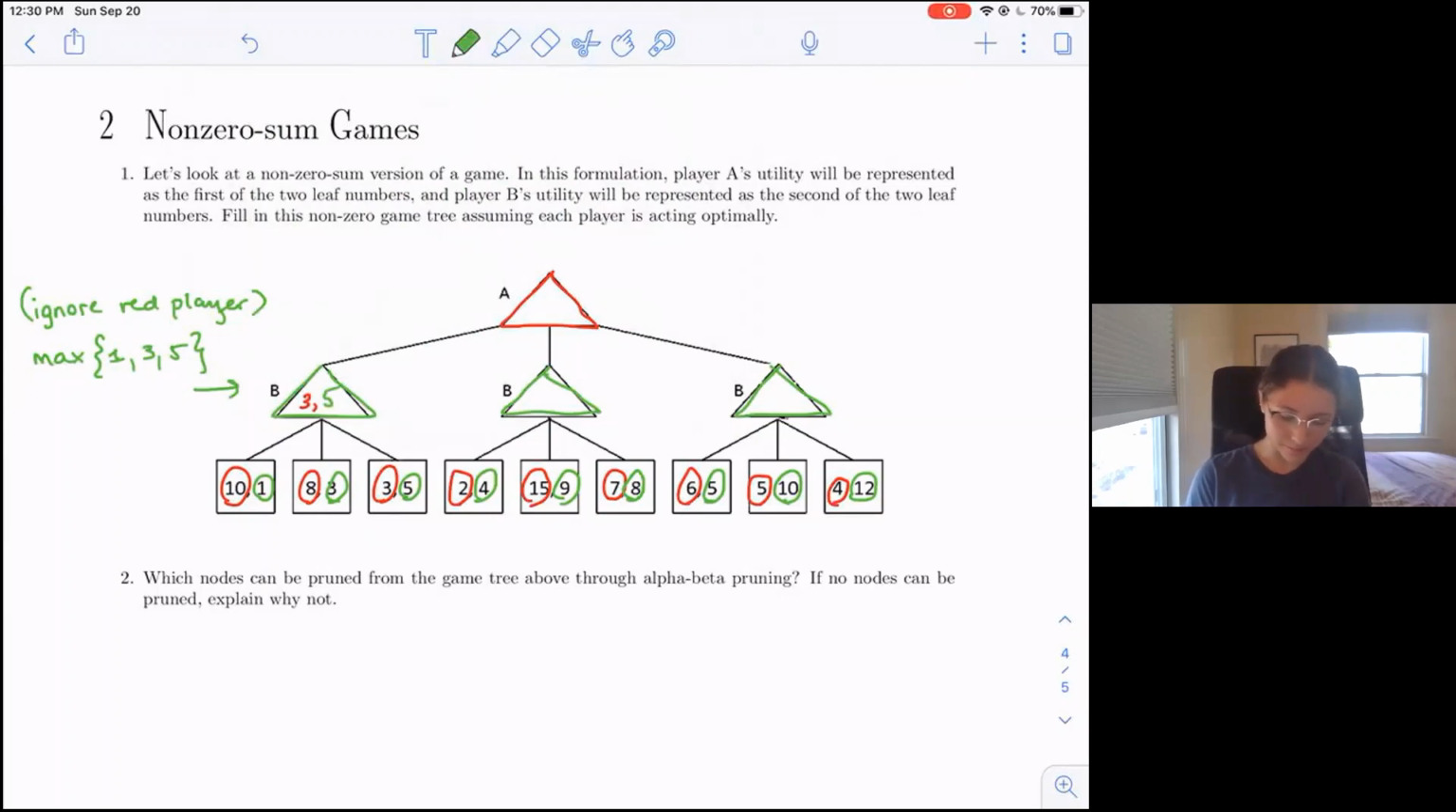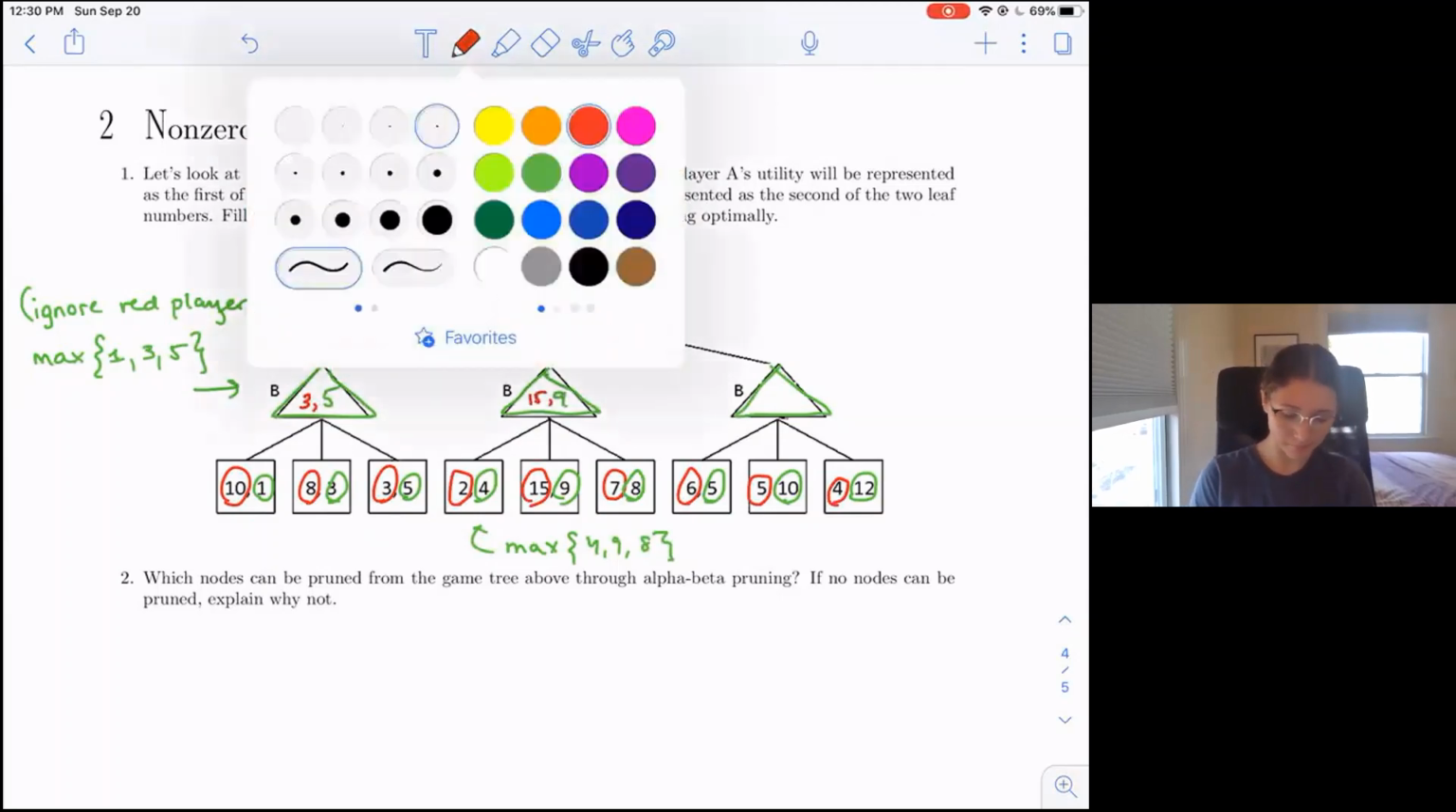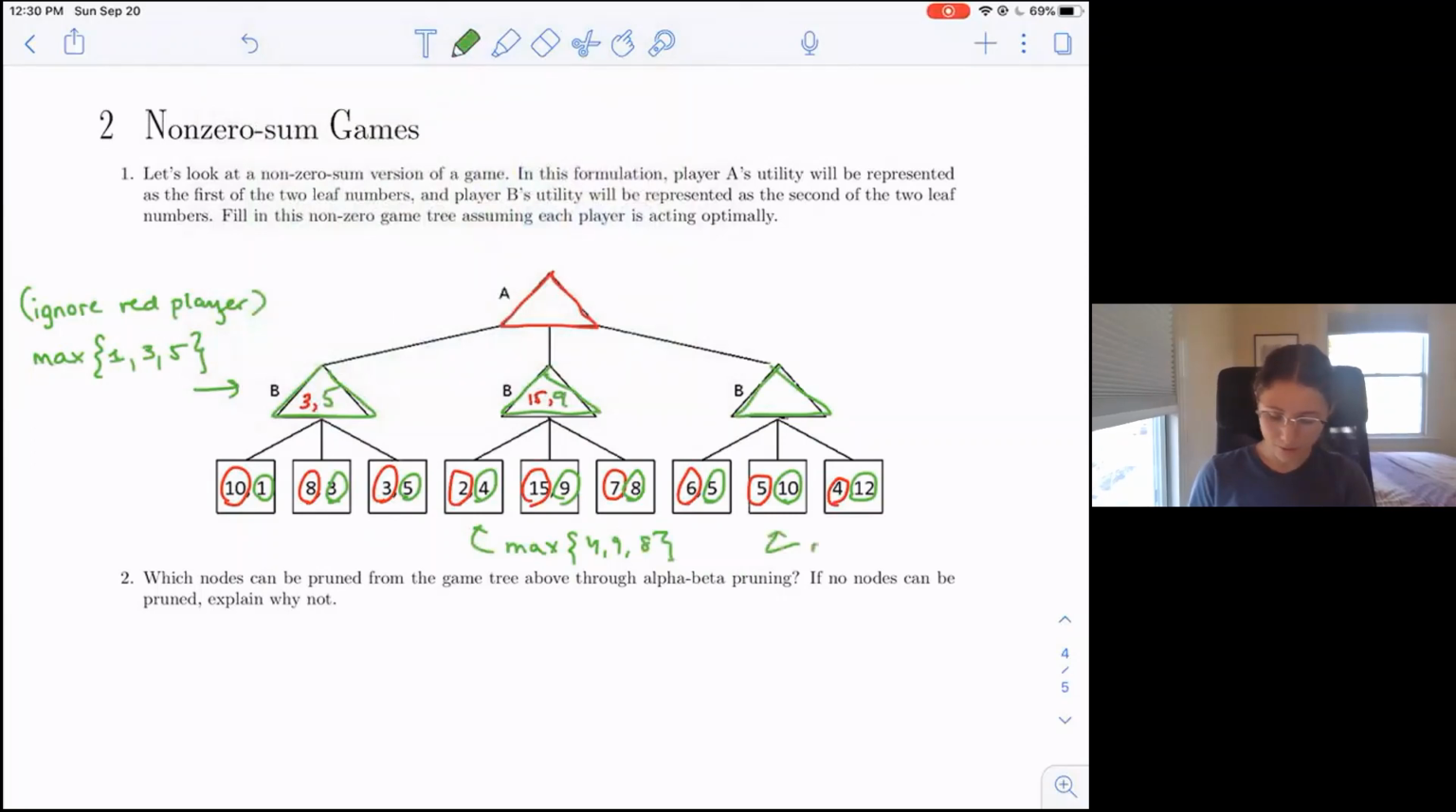So here we're doing a max between 4, 9, and 8. So we're going to get a value of 9 here. And this corresponds to a value of 15 for player A. And then here we're doing a max between 5, 10, and 12. And that's going to give us a value of 12 here for player B and 4 for player A. All right, we've completed all possible scenarios for player B.